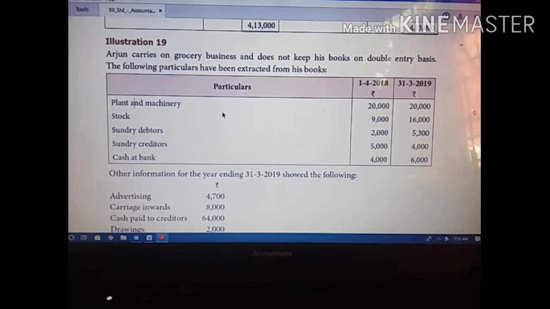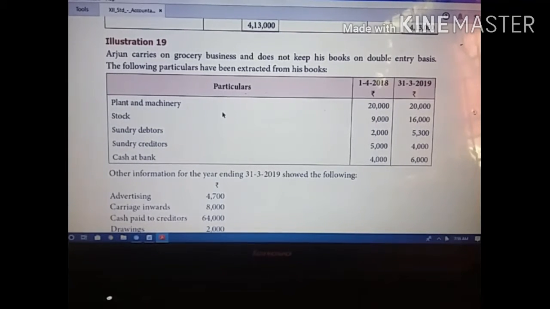They maintain their accounts under the single entry system, so we have to open separate formats for finding out the missing figure. First we must know what is missing for preparing the trading account, P&L and balance sheet. If you want to prepare a trading account, we need purchases and sales. Without purchases and sales, we cannot prepare a trading account.